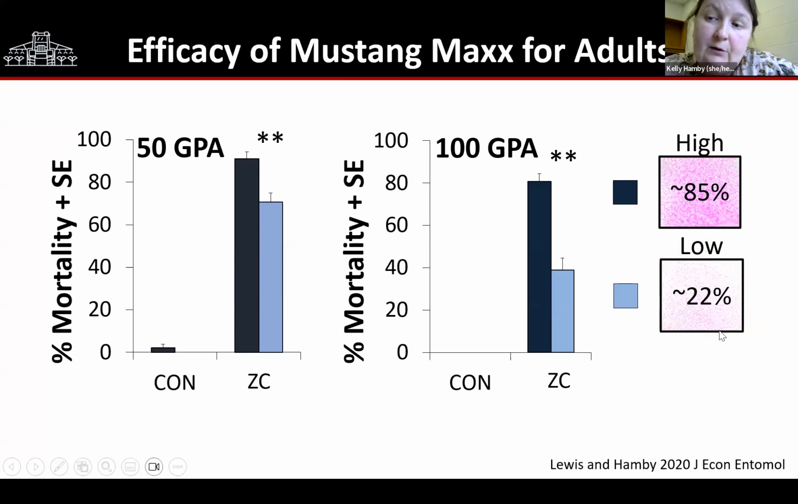So we did see, regardless of whether it was 50 gallons per acre or 100 gallons per acre carrier water volume, which do have different concentrations in their droplets, right? That higher spray coverage did kill more flies than lower spray coverage. So the spray coverage does matter to adult mortality, even when they're confined in there with those raspberries.